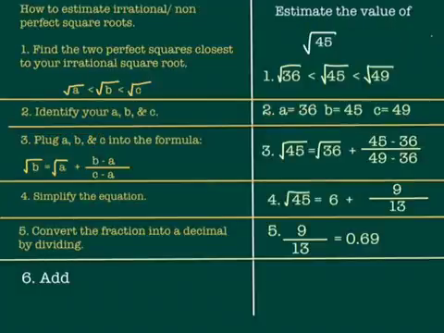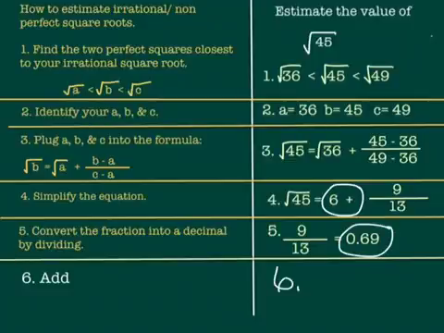Okay, so we just did our division and we found out that 9 divided by 13 is 0.69. So I'm going to go ahead and round to the nearest hundredth here, which we've already done. So my last step is just to add. So we still have this 6 plus 9 over 13, but we know that 9 over 13 is equal to 0.69. So at this point, really all you have to do is 6 plus 0.69, which is 6.69. And that's your answer. That is an estimation of the square root of 45.